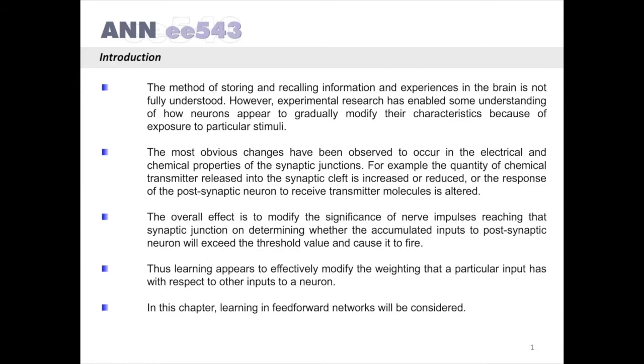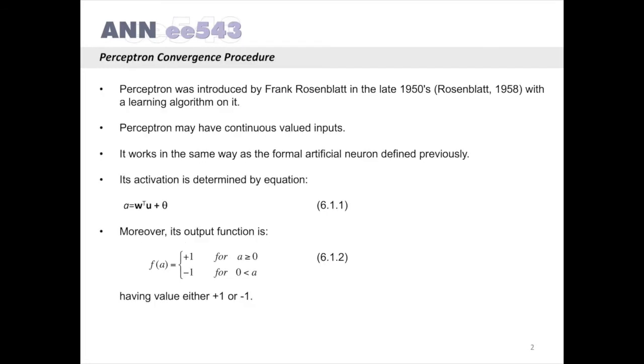The overall effect is to modify the significance of nerve impulses reaching that synaptic junction in determining whether the accumulated inputs to the postsynaptic neuron will exceed the threshold value and cause it to fire. Thus, learning appears to effectively modify the weighting that a particular input has with respect to the other inputs to a neuron. In this chapter, learning in feedforward neural networks will be considered. First, we will consider the perceptron convergence procedure.